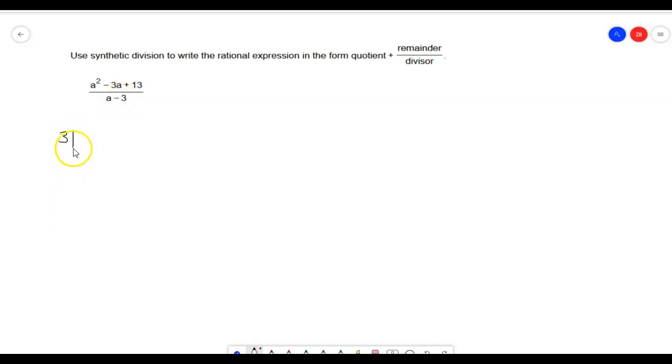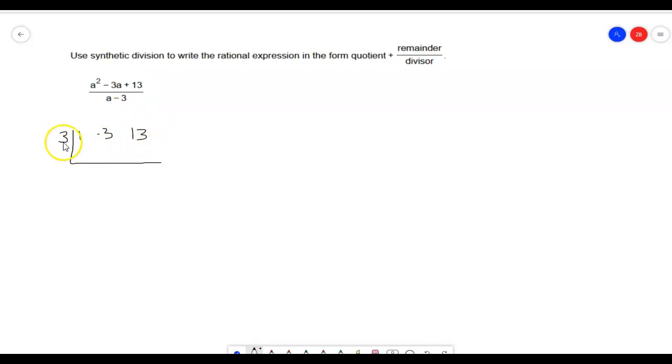All right, so I have 3 as the number, the divisor that I put on the outside for synthetic division, and the values in here are going to be my coefficients up here. Now remember, if I'm missing a coefficient, for example, if I were to go from x cubed to x to the first and I didn't have an x squared value, I'd have to put a 0 for a placeholder there, but that's not the case here. I'm not missing any. So my first coefficient in front of the x squared term is 1. My next coefficient is minus 3, and my last coefficient is 13. So this is how I set up my synthetic division.